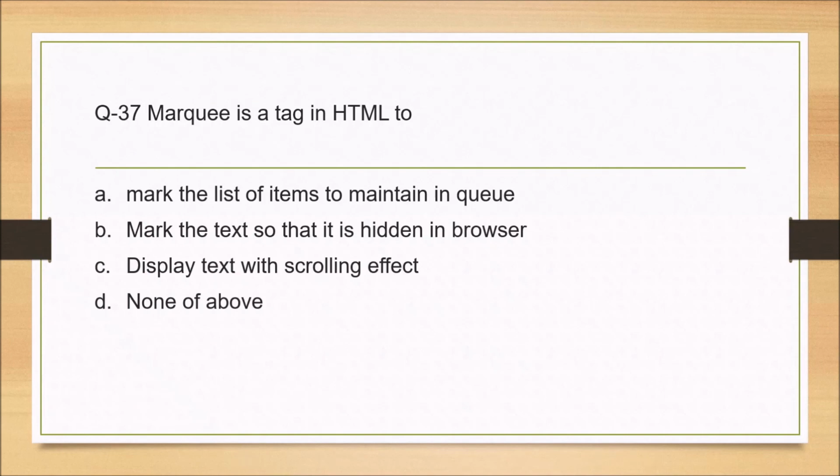Next, the marquee tag in HTML is used to: mark the list of items to maintain in queue, mark the text so that it is hidden in browser, display text with scrolling effect, or none of the above. And the correct answer is display text with scrolling effect.